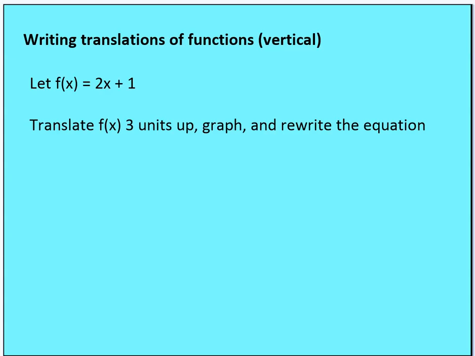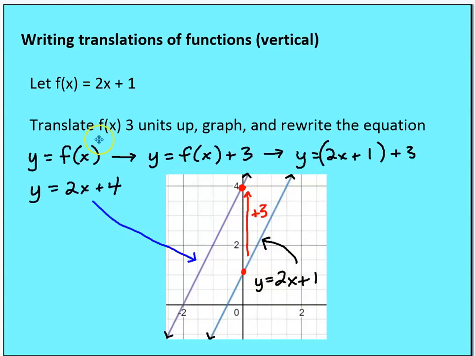All right, so writing a translation of a function vertically. I have a function, we're going to let f of x be equal to 2x plus 1. And then I want to translate f of x 3 units up. I want to graph and then rewrite the equation, or you can rewrite the equation and graph it. So I'm going to take f of x and add 3 to f of x. So it becomes y is equal to f of x plus 3. And then I'm going to substitute for f of x, which is 2x plus 1, and end up with y is equal to 2x plus 1 plus 3, which is the same as y is equal to 2x plus 4.